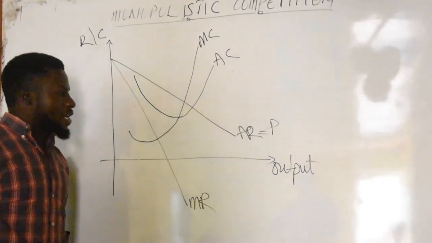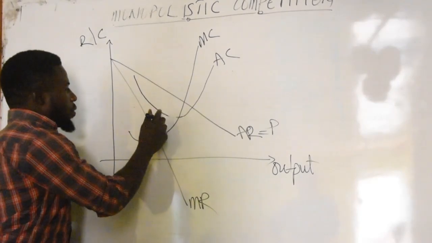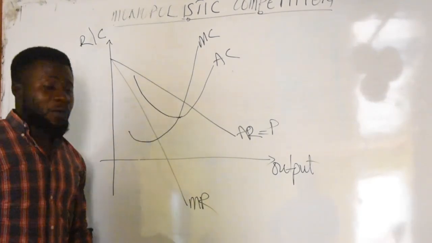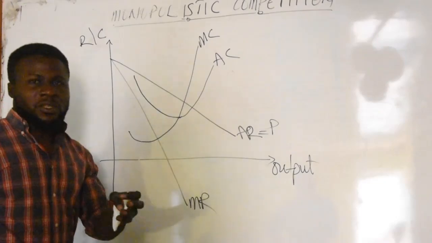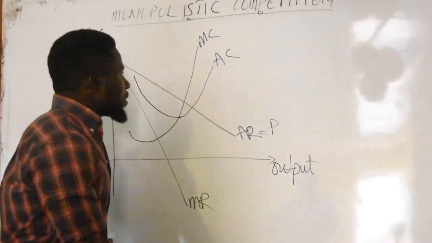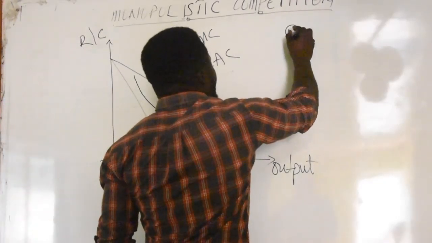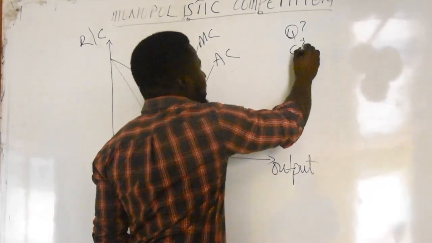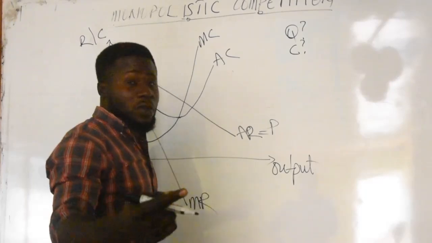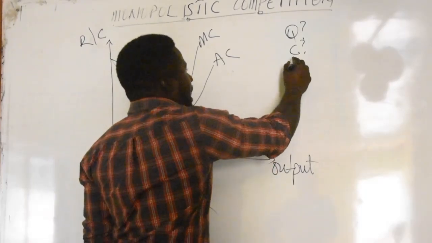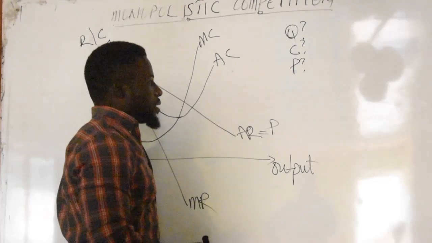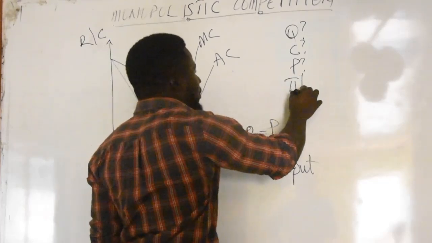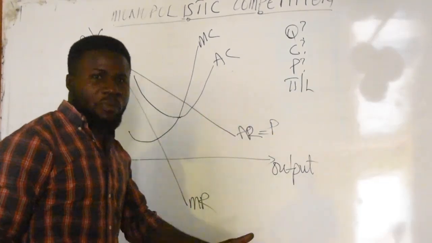We are done drawing the curves. So it is simple. What we are going to do now is determine four concepts. What output are we going to produce? How much will it cost us to produce that output? How much price are we going to charge? Will that price permit us to make profit, or make a loss, or break even?